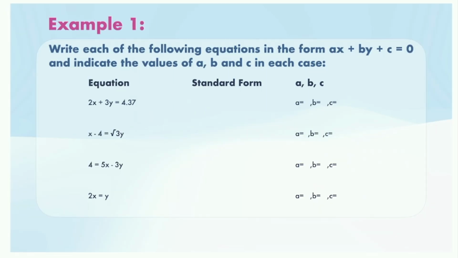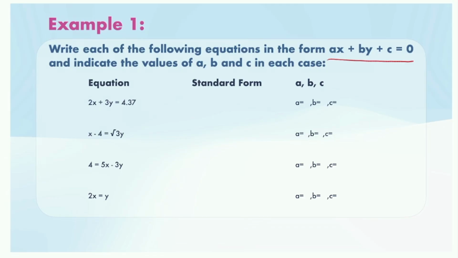Now here we go. Example number 1. Write each of the following equations in the form ax plus by plus c equal to 0 and indicate the values of a, b, and c in each case. ax plus by plus c is equal to 0 is the standard form of a linear equation in two variables. So first of all, we have to convert any equation into the standard form. Here I have the equation 2x plus 3y is equal to 4.37. If I convert it to standard form, I have to put all the terms on one side and then equal to 0, right?